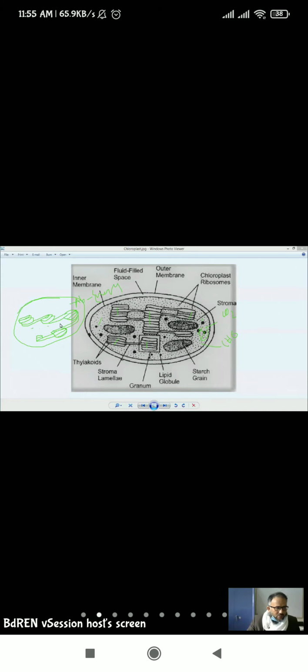A lot of dots are given. It is a single layer, a double layer basically. But remember, shape is very important. Now you can do the labeling. What is this?